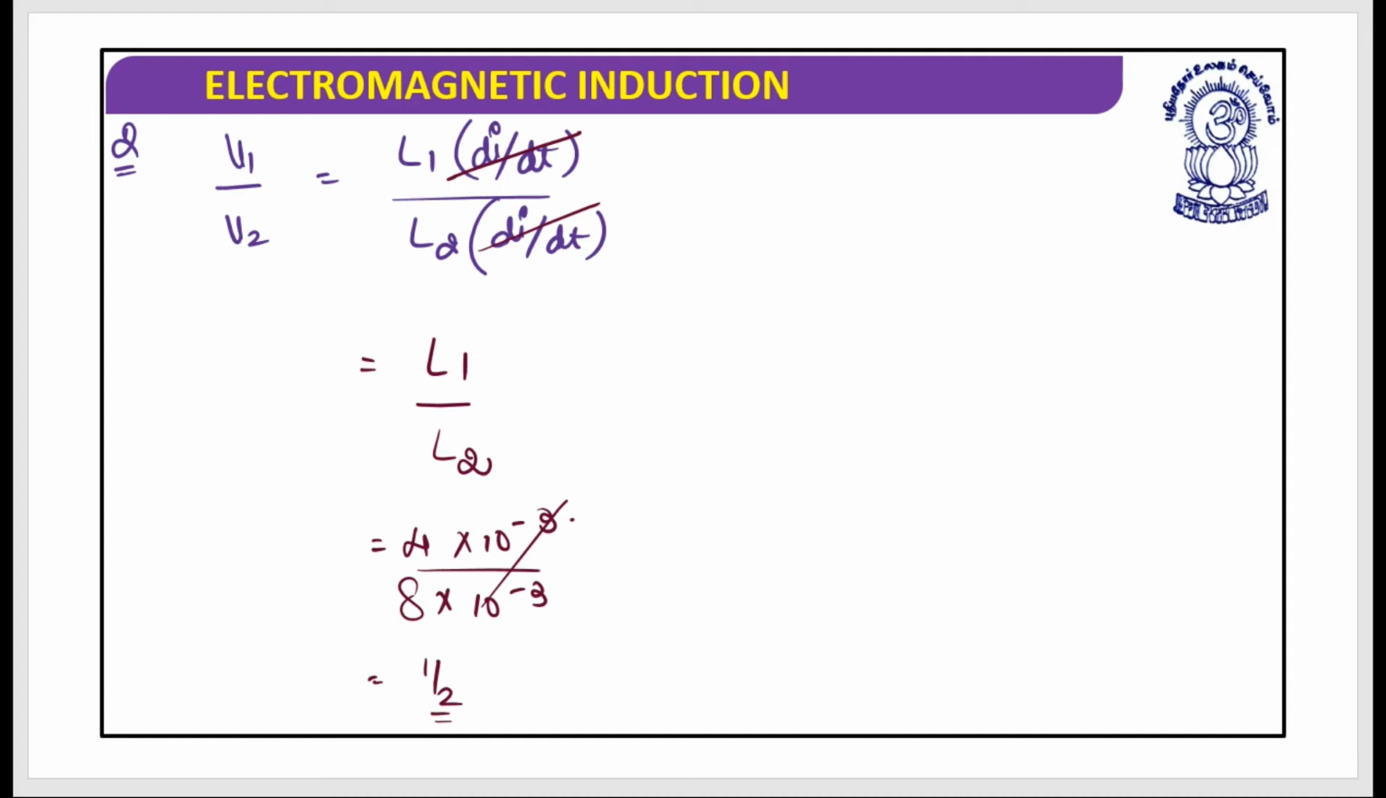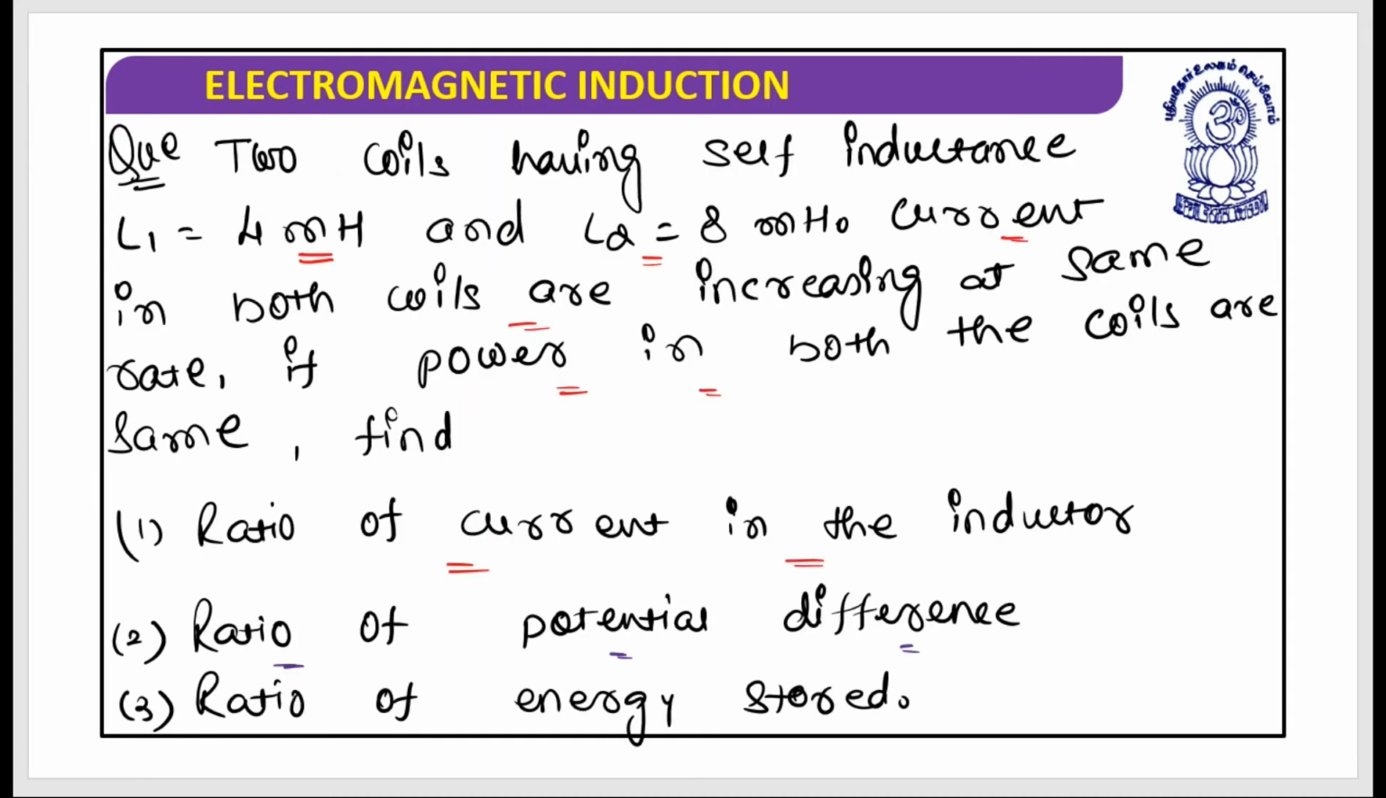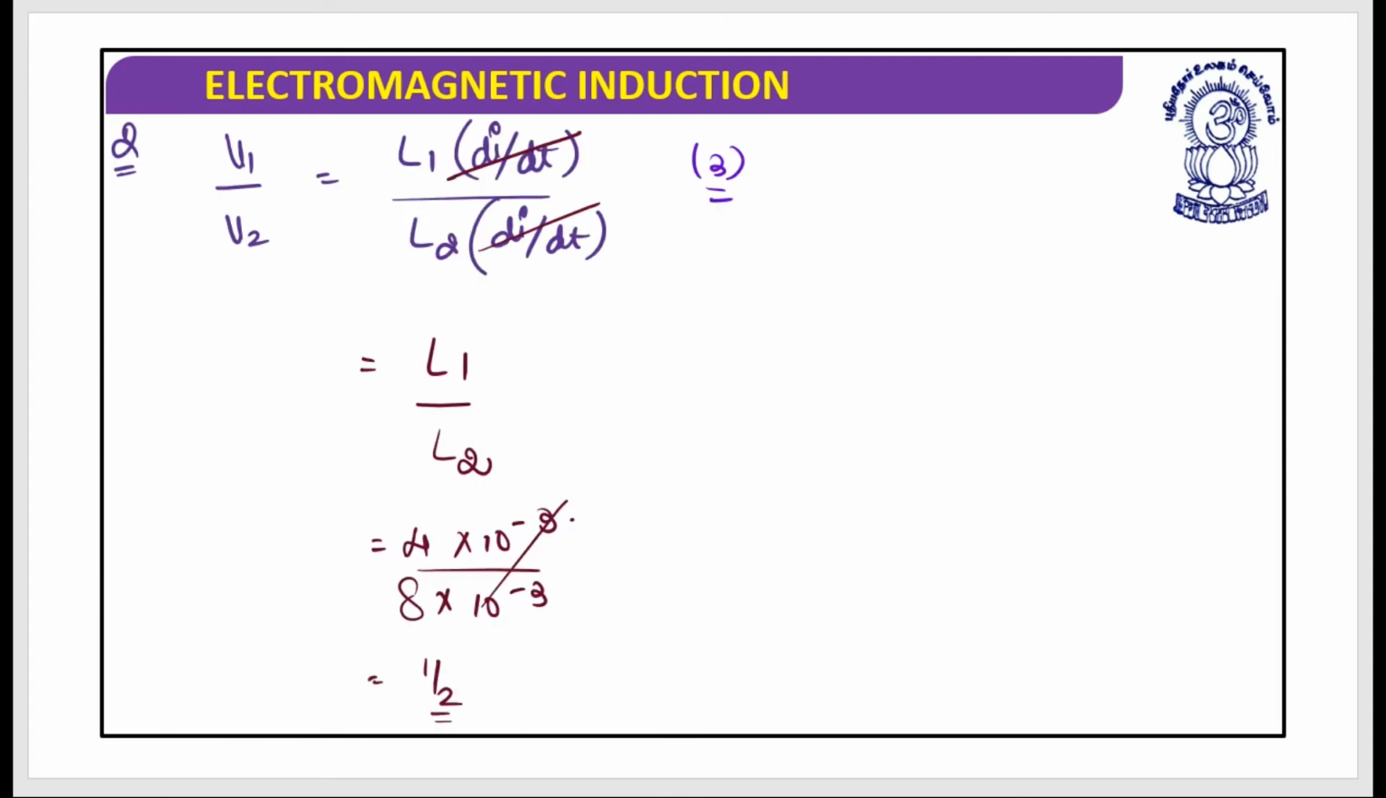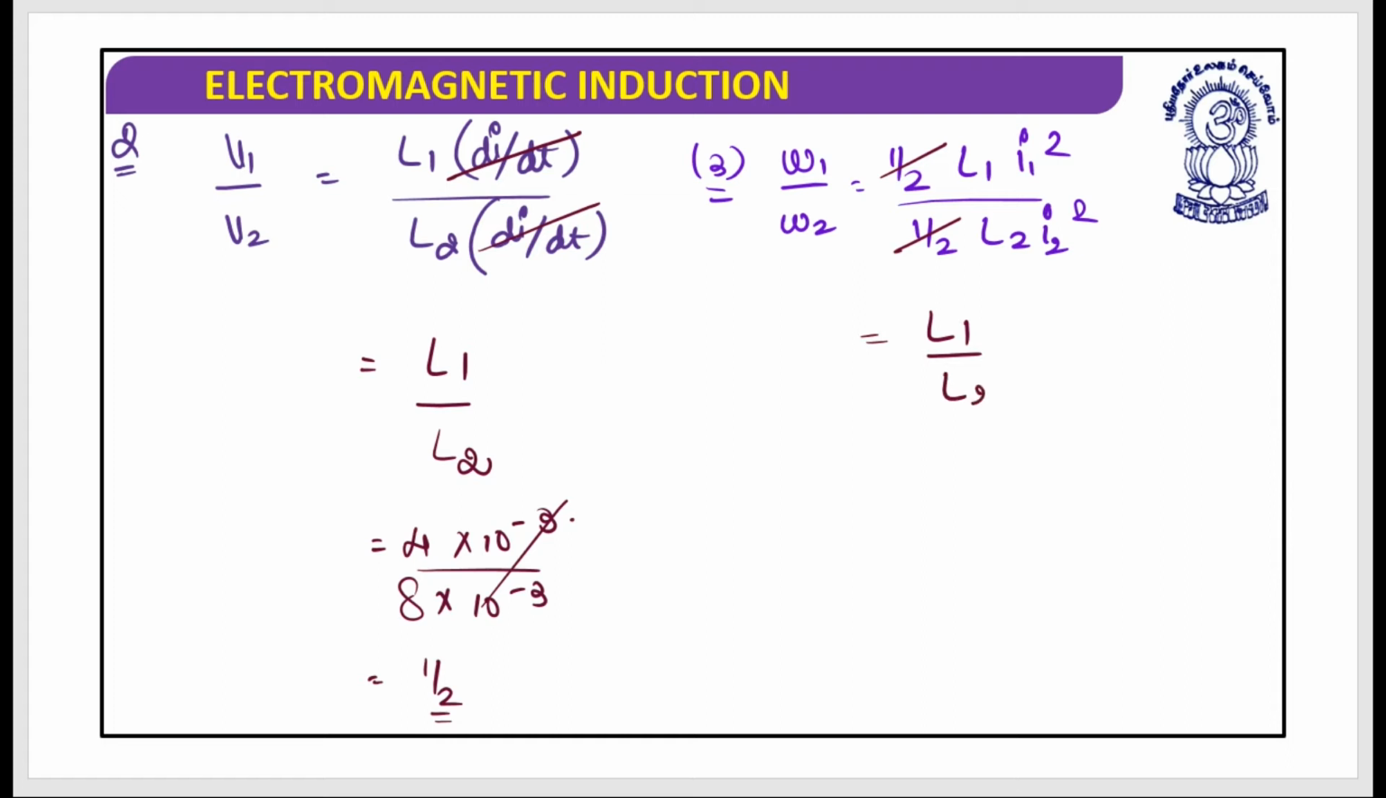Now, the third part of the question is the ratio of the energy stored. So let's do it. The ratio of work done 1 to work done 2 is half L1 I1 square divided by half L2 I2 square. The half and half cancel, and I am left with L1 is to L2 multiplied by I1 is to I2 whole square.